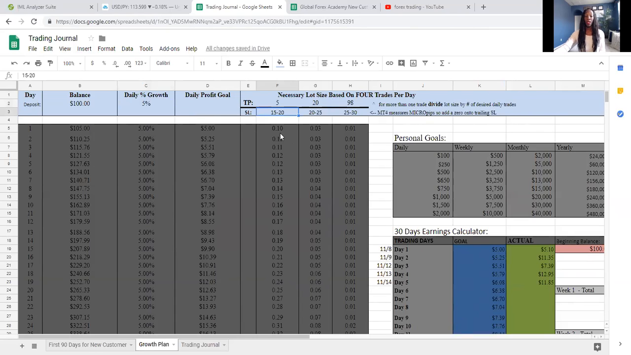For this particular plan, I'm doing a dollar lot size. I comfortably trade on a dollar lot size. Even if I have a couple thousand in my account, sometimes I'll trade on $3 a lot size, but for this particular plan, that's way too high for $100. But on a dollar lot size, this is definitely achievable.